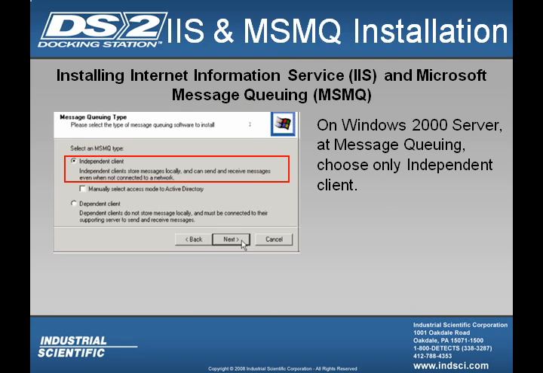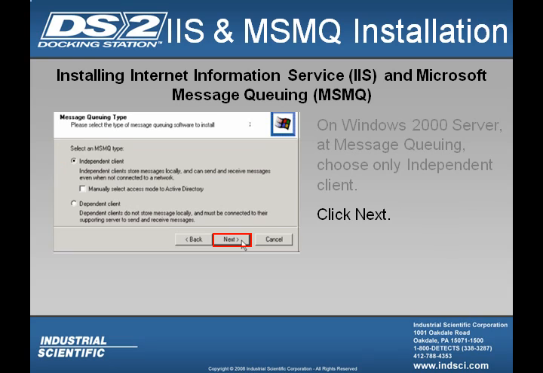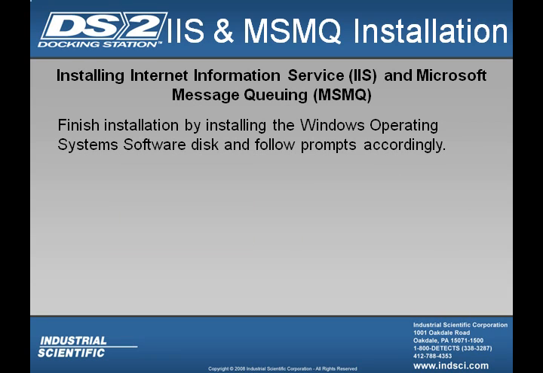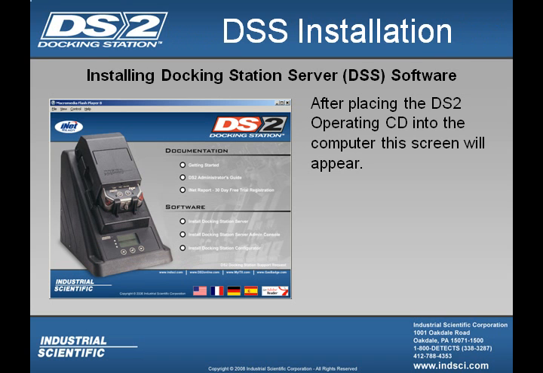For those using Windows 2000 Server, at message queuing, choose Only Independent Client. Then you need to click Next and finish the installation by installing the Windows operating system software disk and follow the prompts accordingly. After the installation of those software components, we can now install our docking station server software.